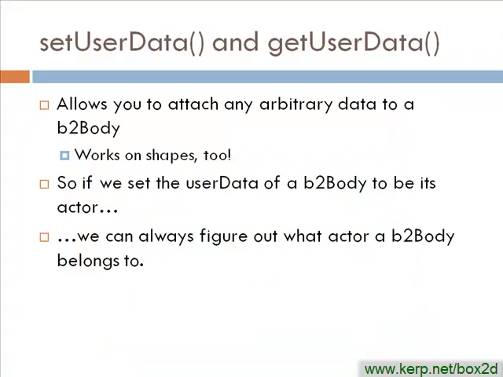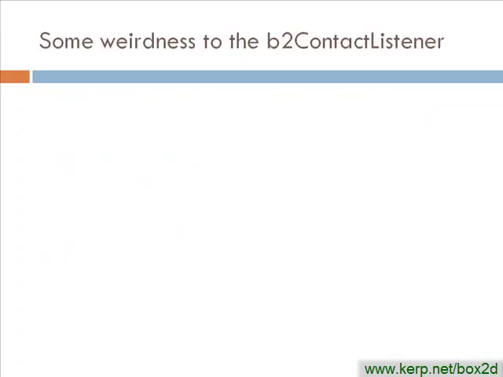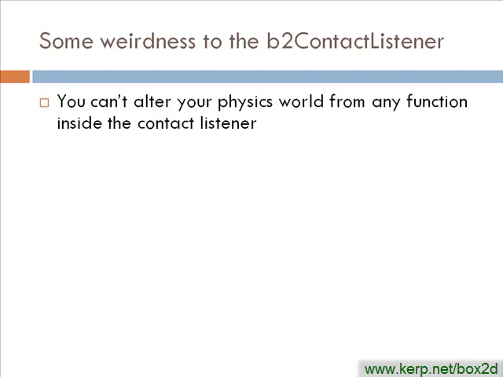Now, before you get too excited about using the B2 contact listener, let me point out a little weirdness, or a few things you've got to watch out for. I think the most important rule is you cannot alter your physics world from any function inside the contact listener. Remember, this contact listener is basically going off in the middle of B2 world's step function. It is moving around all of these objects at the same time, trying to resolve all the collisions within your world. And if you start adding or removing or changing objects, weird things will happen.